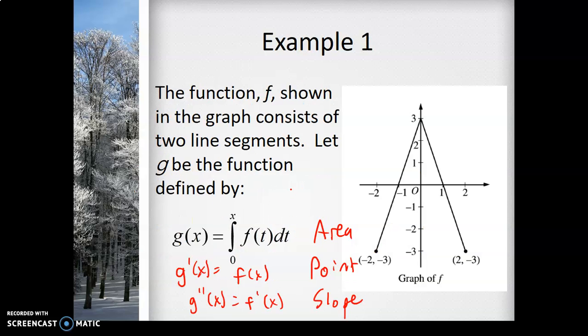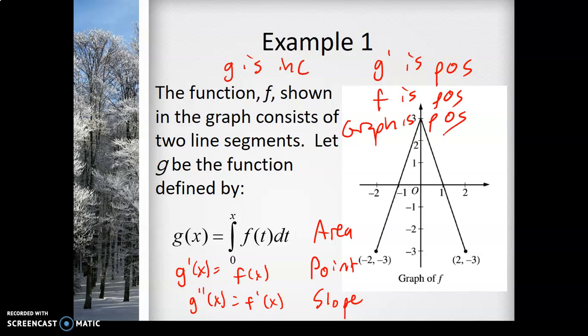So to answer different questions, if I wanted to know when g is increasing, any function is increasing when the derivative is positive, or in this case, when f is positive, which is when the graph is positive. So up here. If I wanted to know when g is concave up or down, then I'd be looking at the second derivative, which is the same as the first derivative of f. So I'd be looking at the slope of this graph and looking at whether the slope was positive or negative.